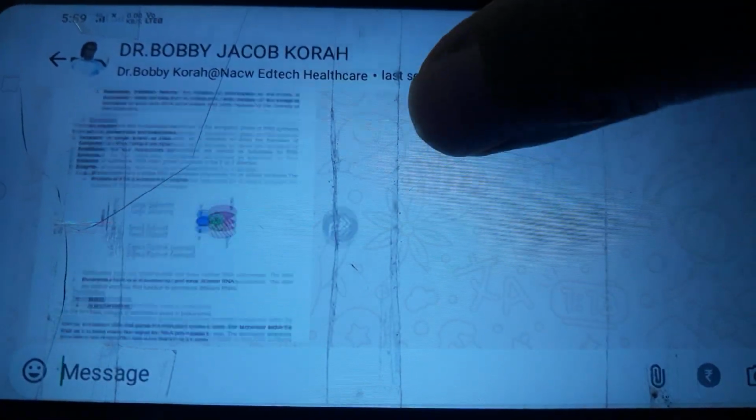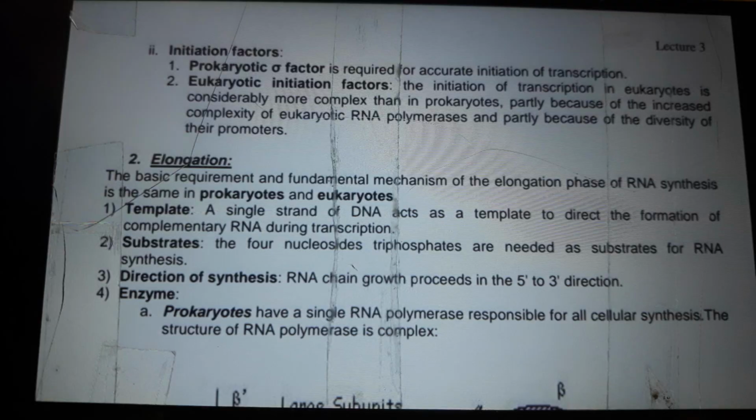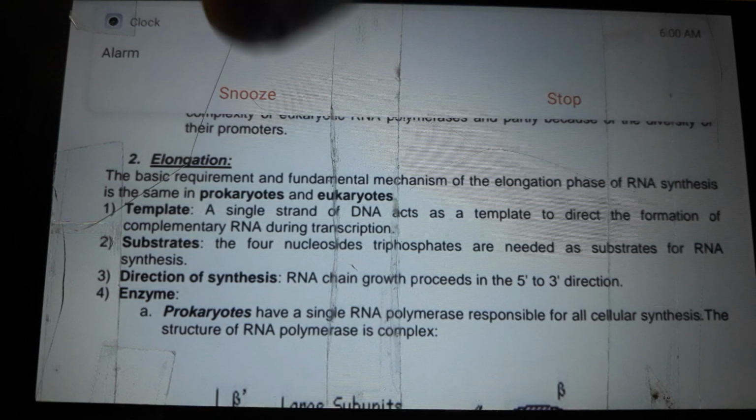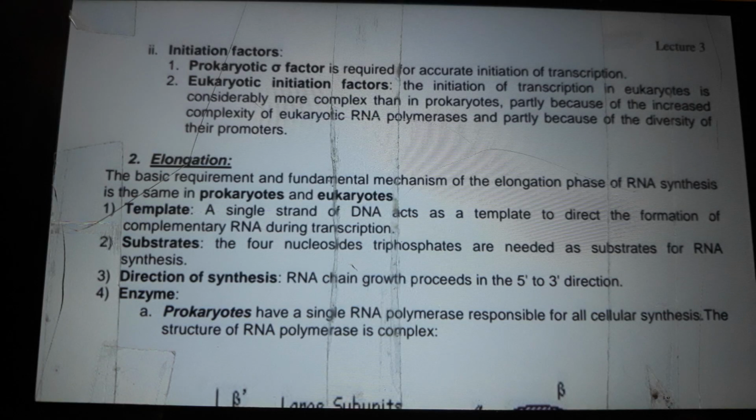And going to the next page. Initiation factors. In prokaryotes, sigma factor is required for accurate initiation of transcription. Eukaryotic initiation factors. The initiation of transcription in eukaryotes is considerably more complex than in prokaryotes, partly because of the increased complexity of eukaryotic RNA polymerase, and partly because of the diversity of their promoters.